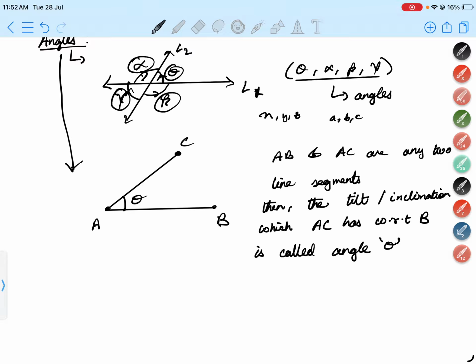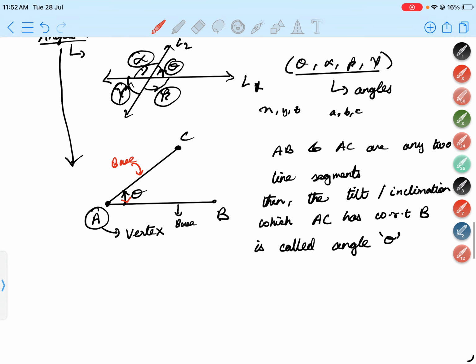created where this point A acts as the vertex, and if we move from B towards C, then this is the base, and if we move from C towards B, that is in this direction, then this will be the base of the angle. So yes, this is all about angles.